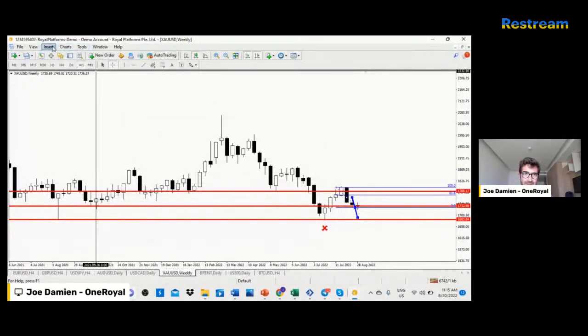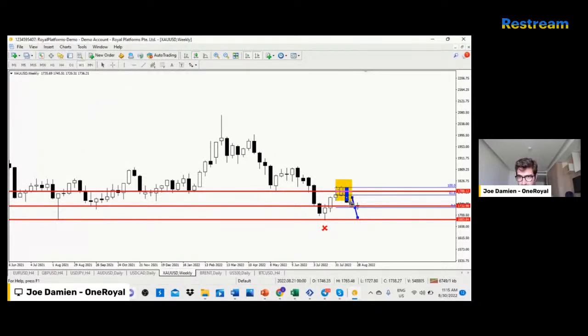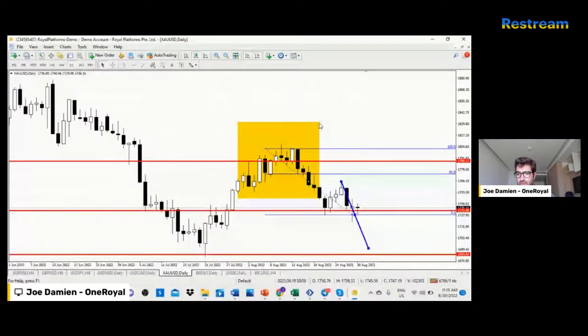We have a bearish engulfing pattern here. You can see it. This is a bearish engulfing pattern. You can see that the bearish bar engulfed the previous bullish one. So what we expect is a further movement to the downside once we see a bearish bar closing below the 1732.